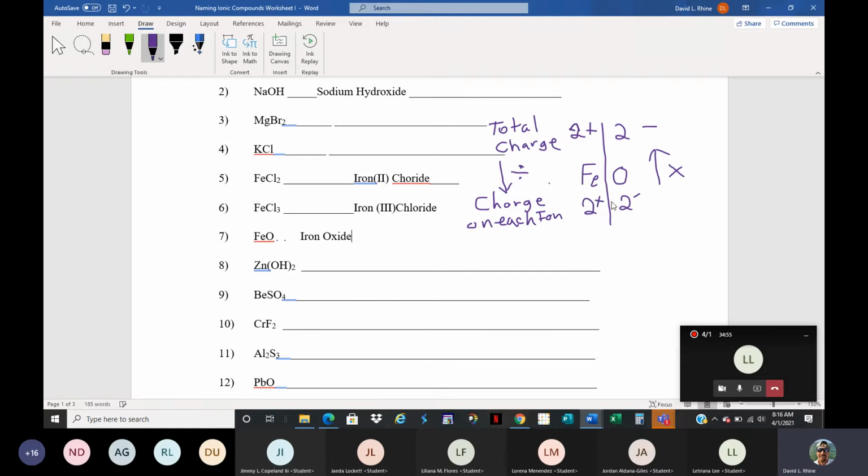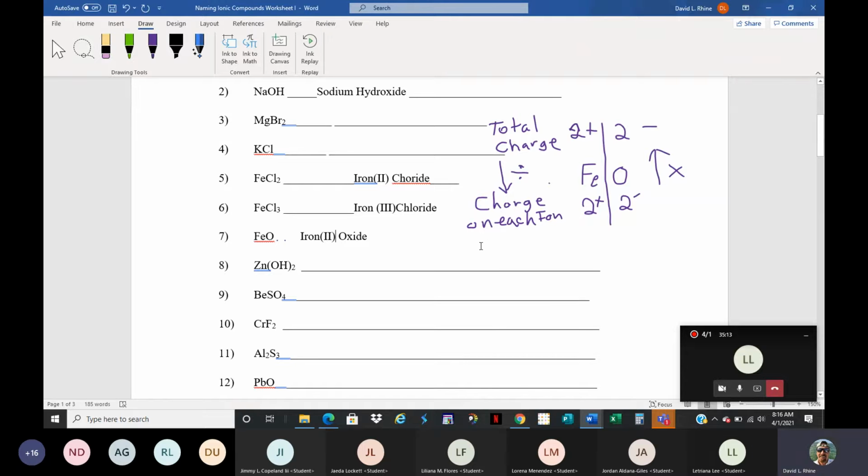So that tells me that it's iron 2 oxide. Okay, how do we do on that one? Is it becoming a little more clear?